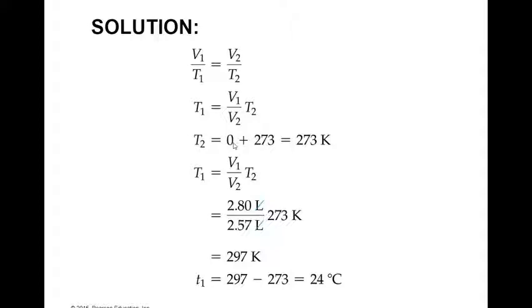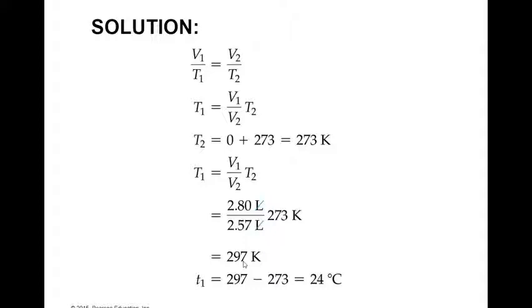All right, our T2 was 0 Celsius, so we have to call that 273 Kelvin. And our volumes have to be in the same unit so that they'll ultimately cancel out. And we wind up having our initial temperature at 297.